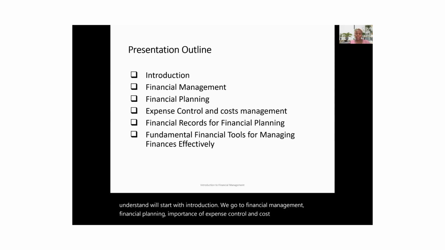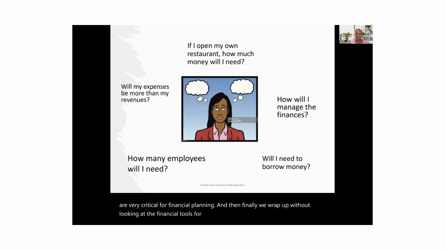And you can recall that in the last class that we had, we looked at the budget, which has basically the revenues and the expenses. But here we want to look at more details. How do you manage cost? How do you manage expenses? Because the less expenses you have without compromising quality, the more profit you're going to generate out of, if I say, a constant revenue. And then we're also going to look at financial records that are very critical for financial planning. And then finally, we wrap up with looking at the financial tools for managing finances effectively.